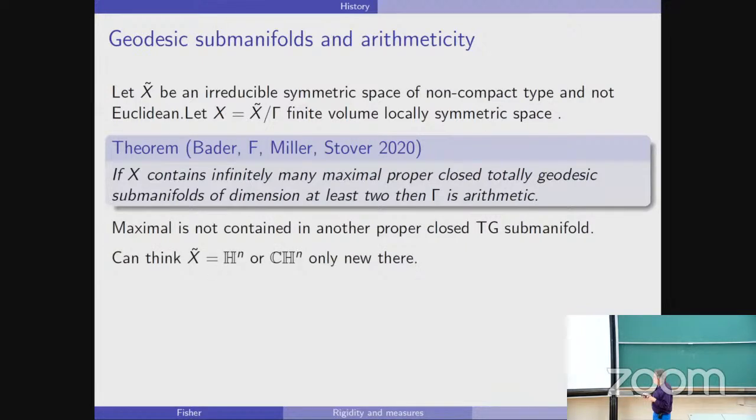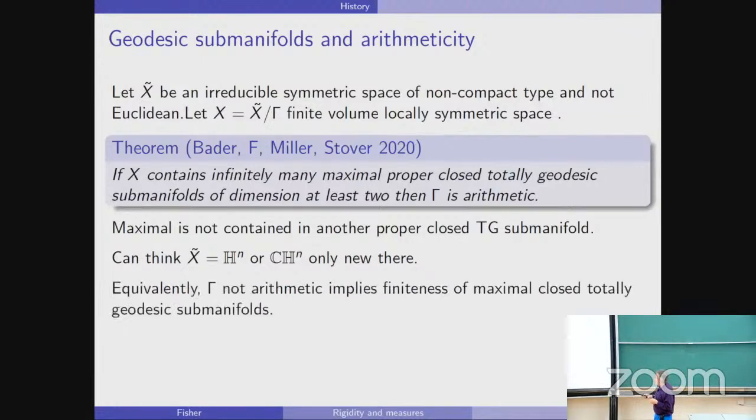And really here you can think that this symmetric space is either hyperbolic space or complex hyperbolic space, because the theorem is only new there. All the other lattices are arithmetic anyway, so it only can have content there. Our proof really only works in these 2 examples. You might be able to extend the proof more generally, but A, you don't want to, and B, it seems difficult. And really, maybe the better way to think about this is that it's a finiteness theorem.